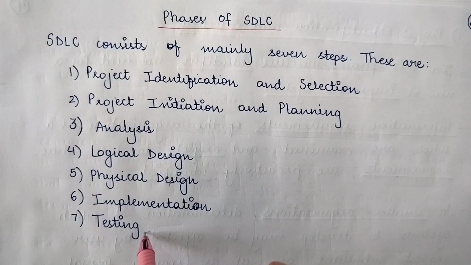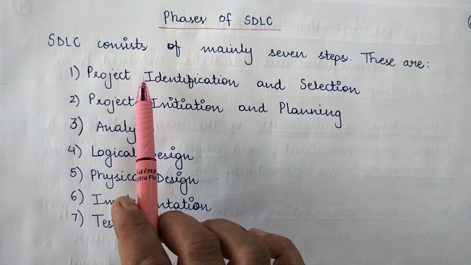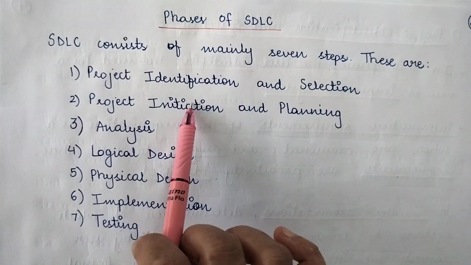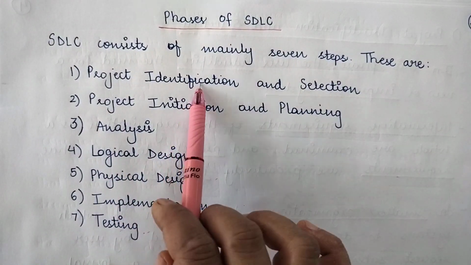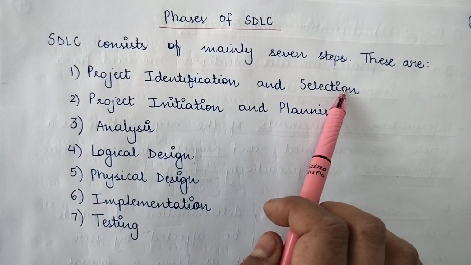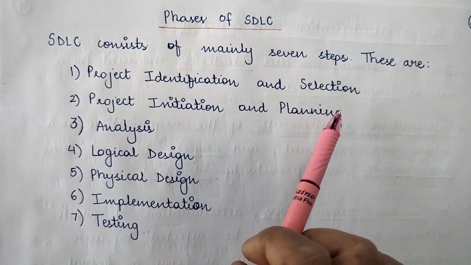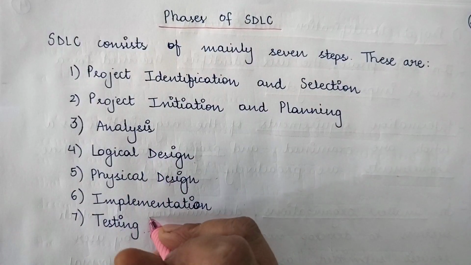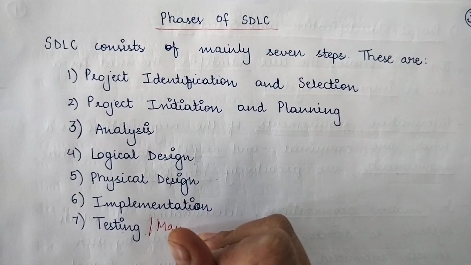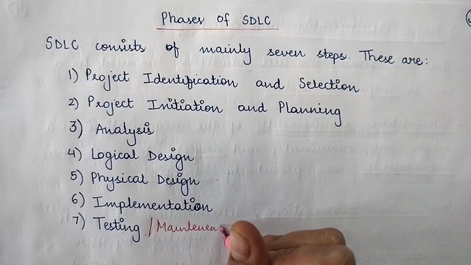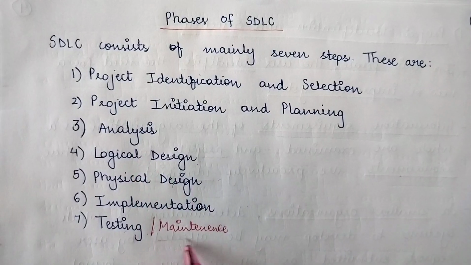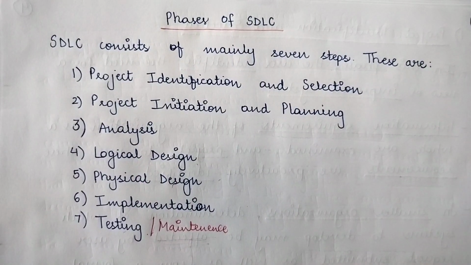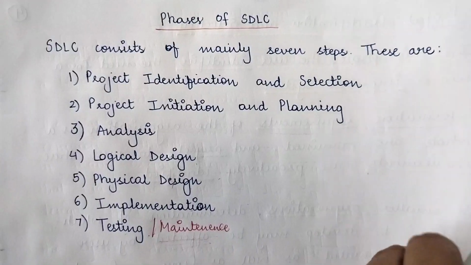That is why we say that SDLC methodology is an orderly set of activities, because each activity, be it project identification and selection, be it project initiation and planning, will be done in a specific order and not out of order. So, first phase will always be project identification and selection, second phase will always be project initiation and planning, and so on. And then comes the last phase, which is your testing and maintenance, and maintenance is an ongoing phase. These phases are one-time phases, but maintenance will always go on in the organization. So, the last phase, which is the maintenance phase, is an ongoing phase.